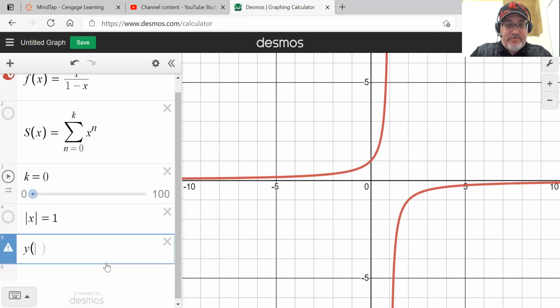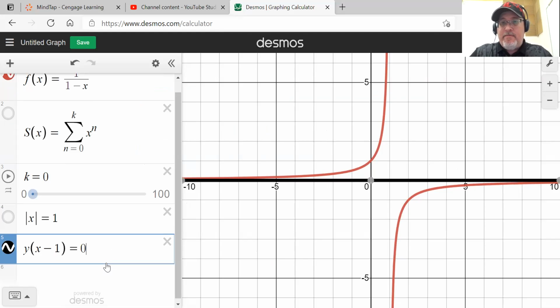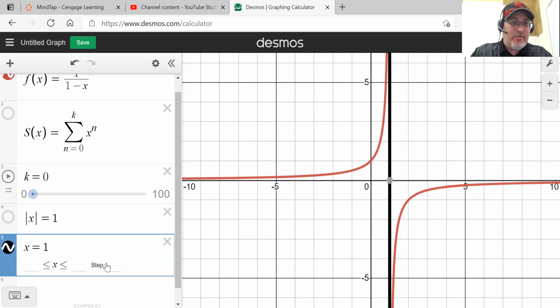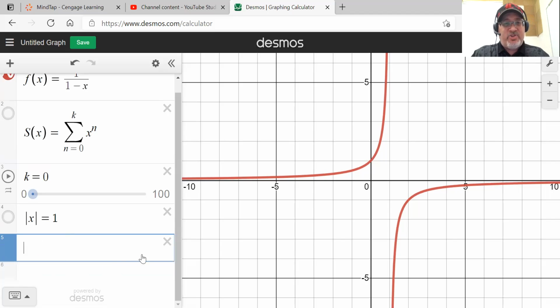How about this? Can't stop me. Maybe it can. All right, but anyway, so it's got a horizontal asymptote at y equals 0, and a vertical asymptote at x equals 1. But what about this series?